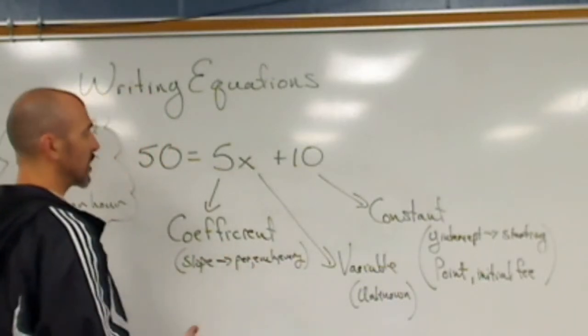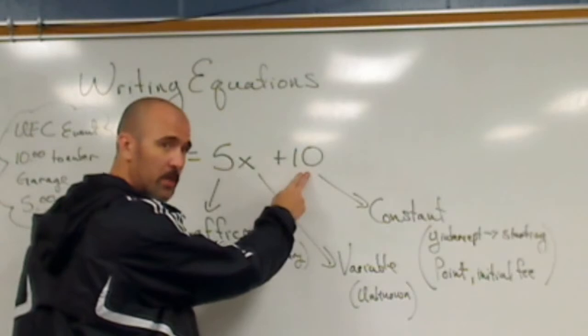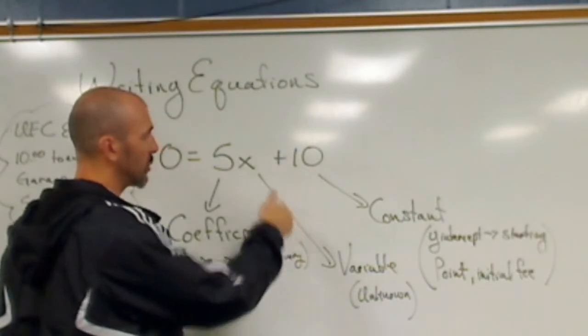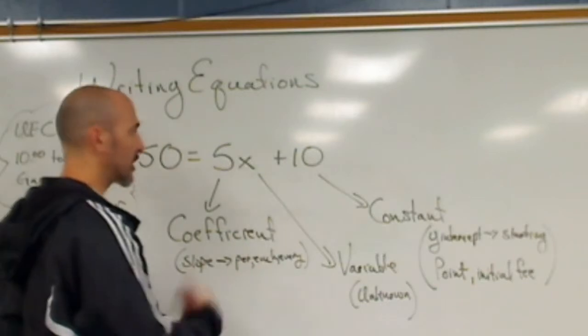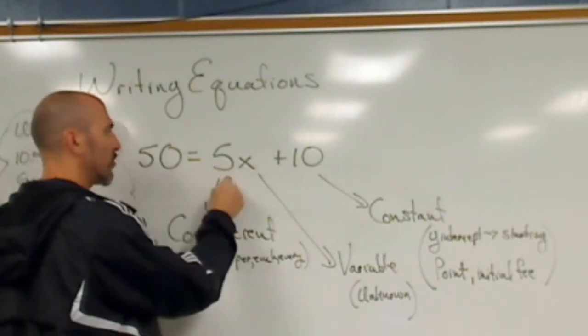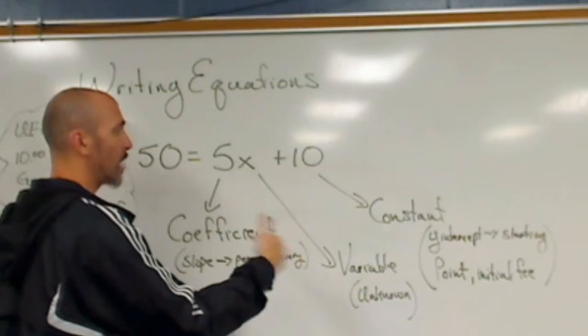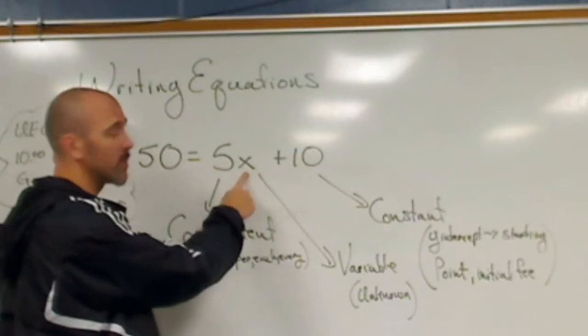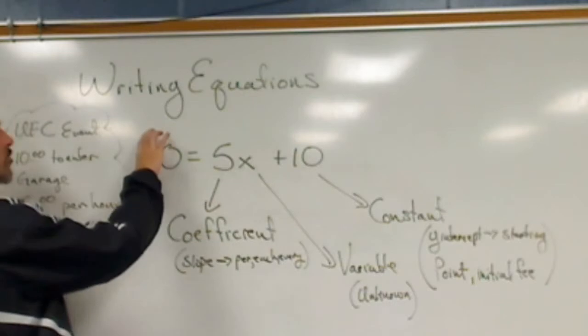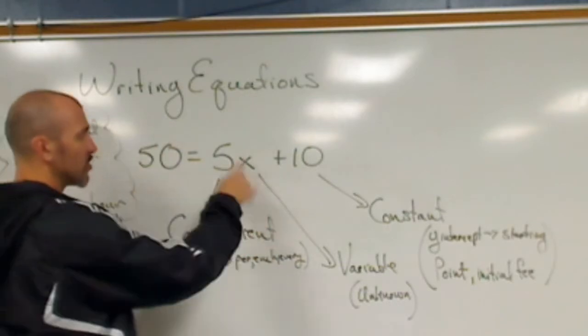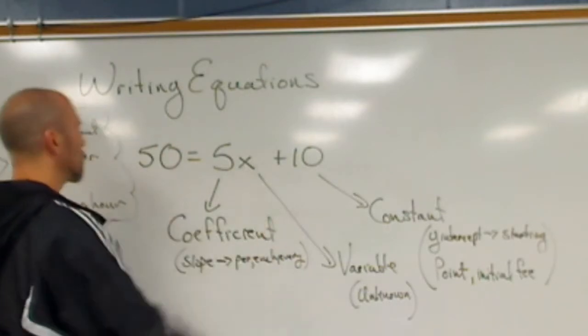So in this case, we said, okay, we have to pay $10 to get in the parking garage. Initial fee, startup point, that's our constant. And then we had to pay $5 per hour. That key word per lets us know this is our coefficient. And the per hour, how many hours? Hours is x. That's our unknown. Then they'll end with a question, something like, so if we spent $50, how long were we there? In other words, solve for x and figure out how many hours we were there.